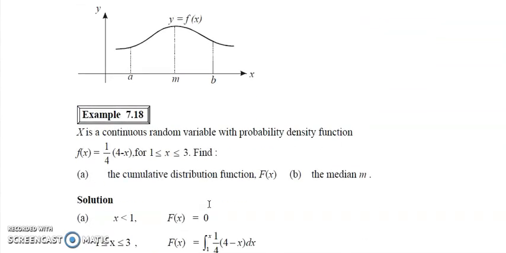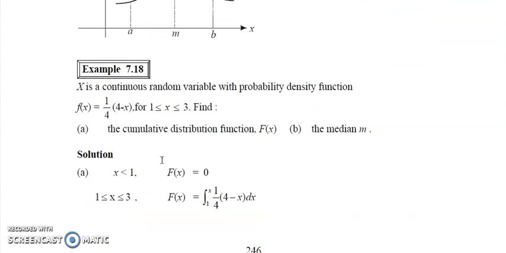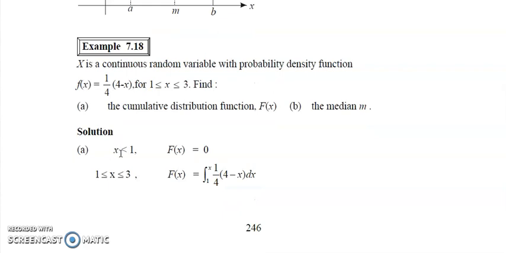Then the next one, this is example 7.18, also with a discussion and a solution here. It is given a PDF, this is our PDF, from 1 till 3. We need to find the CDF. To find the CDF, we have x less than 1. Why? Because the smallest limit will be 1 here. So for x less than 1, capital Fx will be equal to 0.